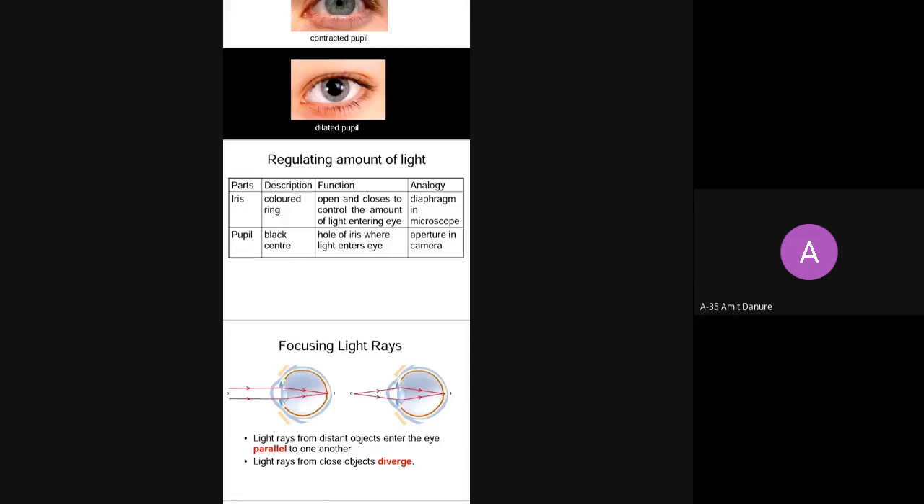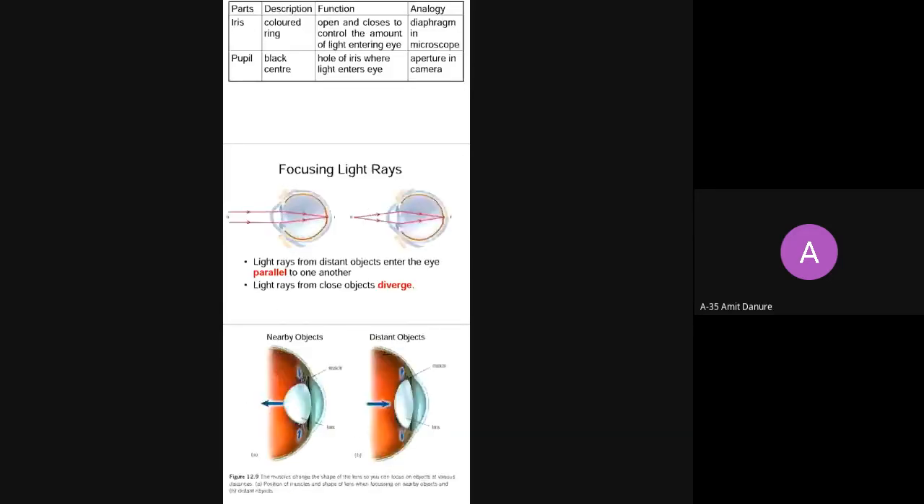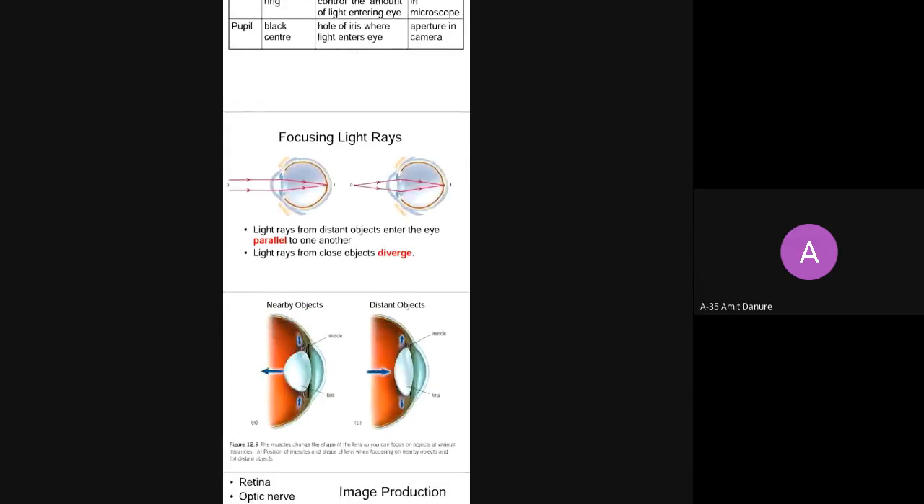Okay, and what is the pupil? Whatever light, whatever sunlight, whatever reflected light enters our pupil, that entered light is responsible for visualizing a thing, for visualizing the object. Okay, so there are two things.